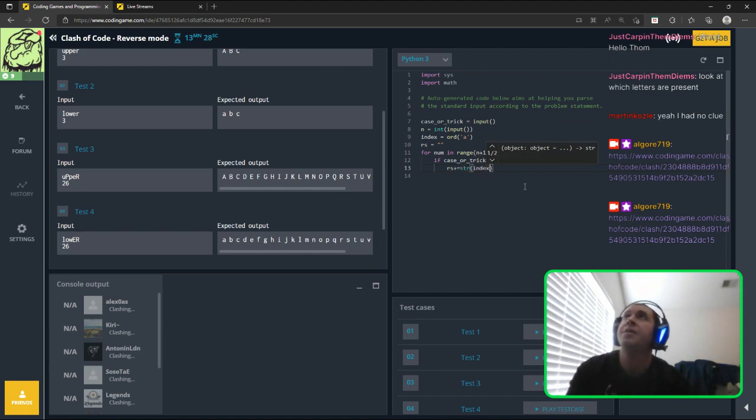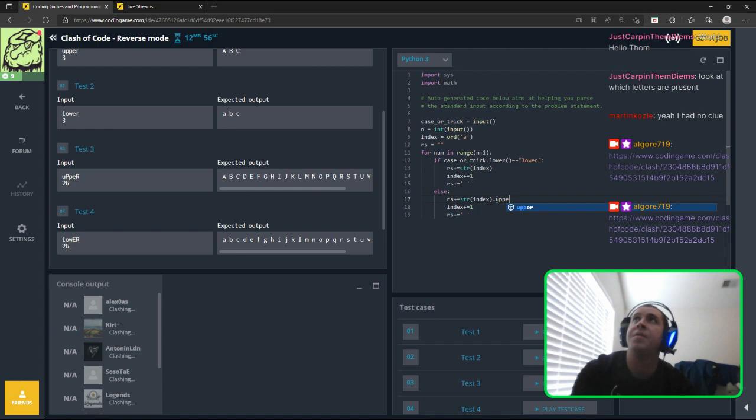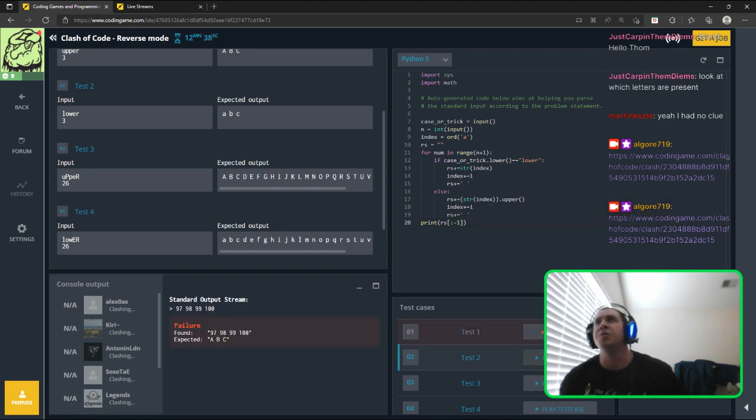string index plus equals 1. Return string plus equals a space, else it's all the same except dot upper. Let's throw that all in parentheses because let's see if that worked, and then print the return string, chop it at -1. See how close we are.